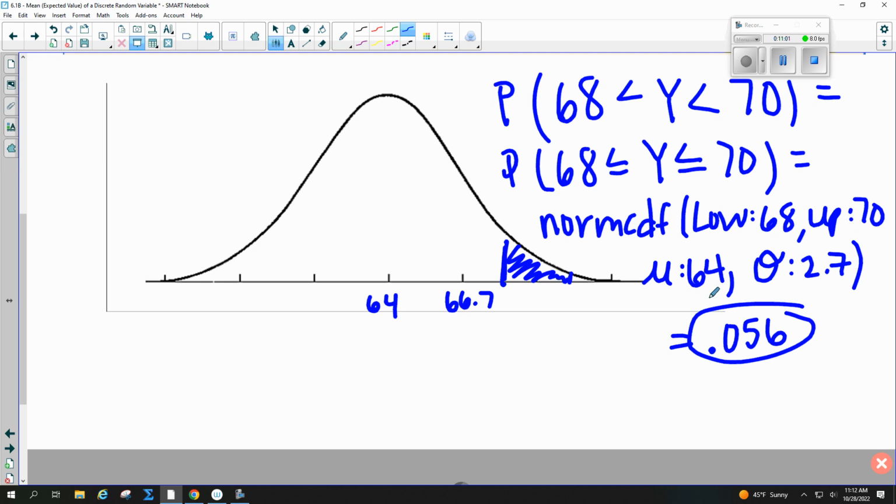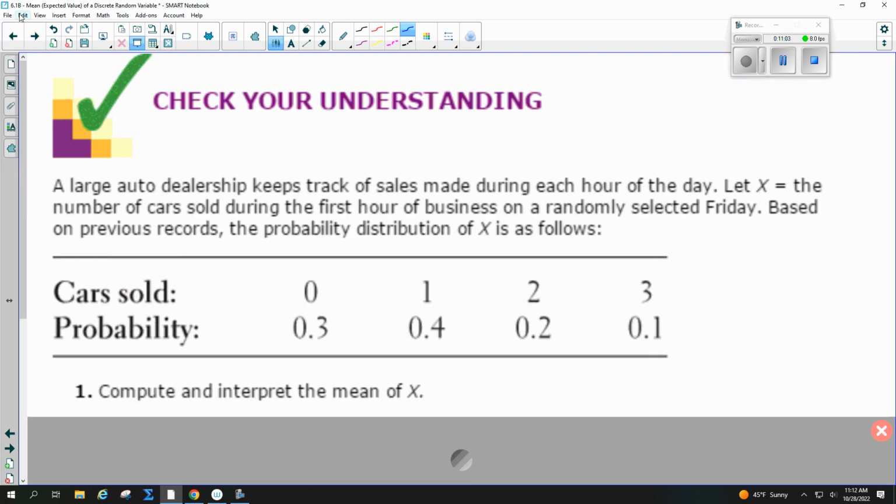We are going to do this one on the calculator just to show you how to check mean and standard deviation for a discrete random variable. This is discrete because it's a table, so we're going to plug it in. So everybody grab a calculator.